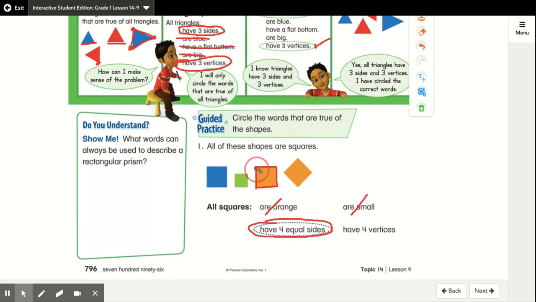Do all squares have four vertices? Let's check. 1, 2, 3, and 4. Yes. Since squares have four sides, then they will definitely have four vertices. Okay. Remember where two edges, two sides meet, that's where a vertex will happen.